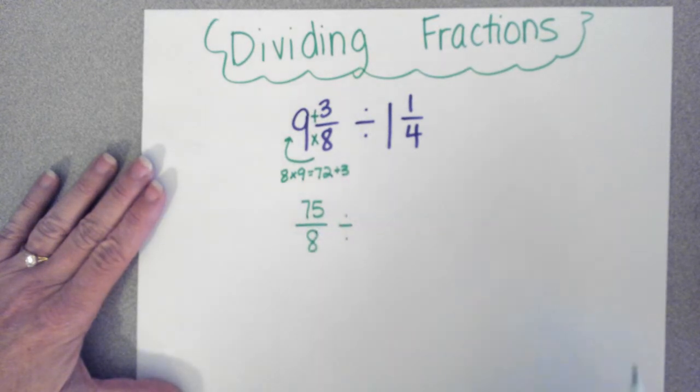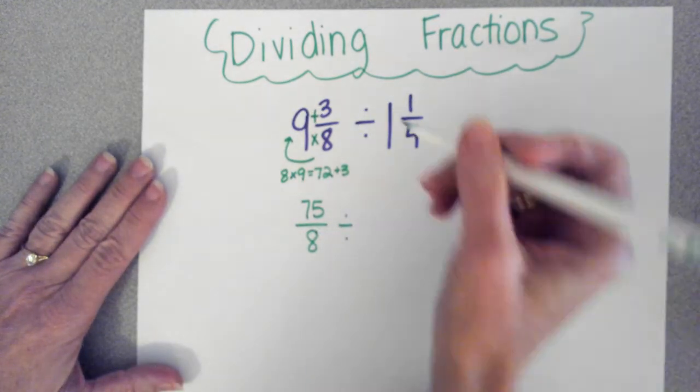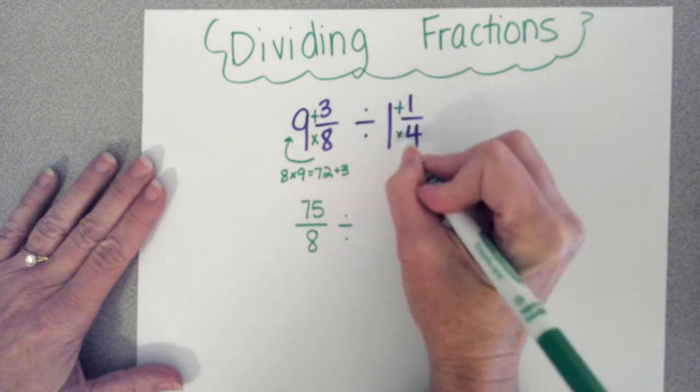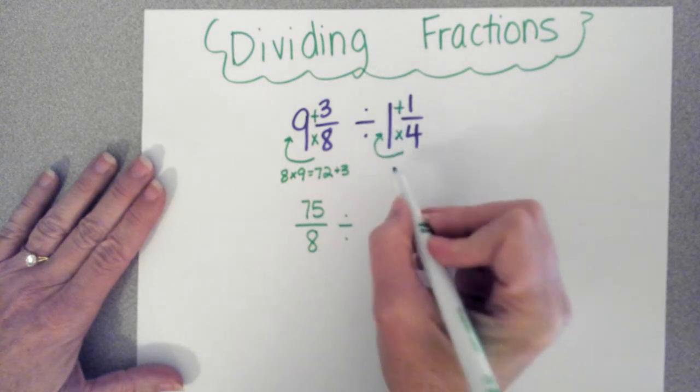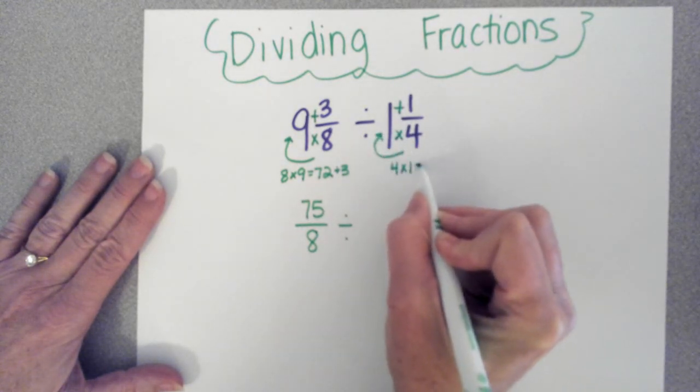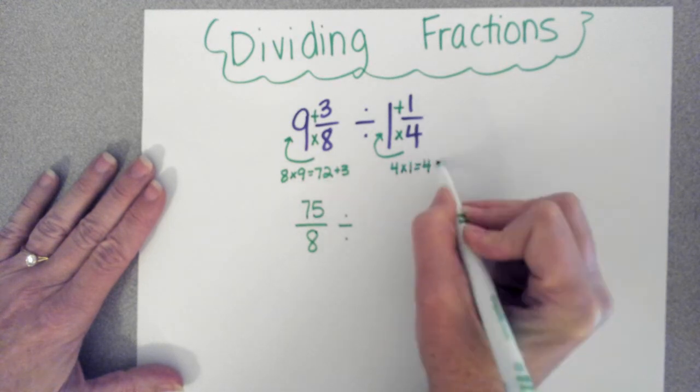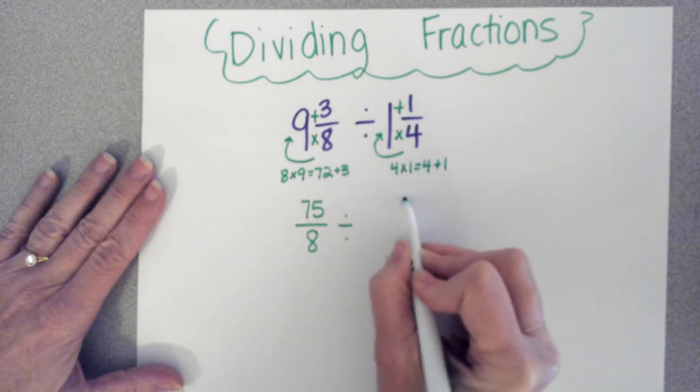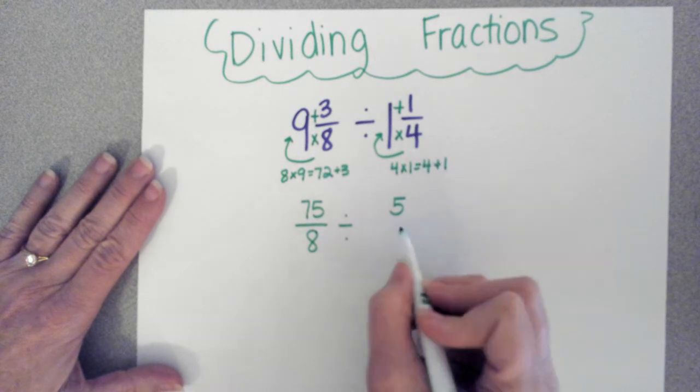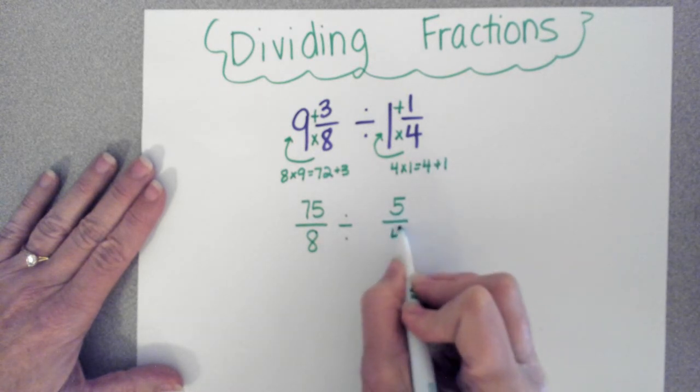And we're still going to keep that division symbol there. And we'll do the same thing for 1 1/4. Start at the 4, multiply times 1, which is 4, then add 1, which is 5. So now 1 1/4 is actually 5/4.